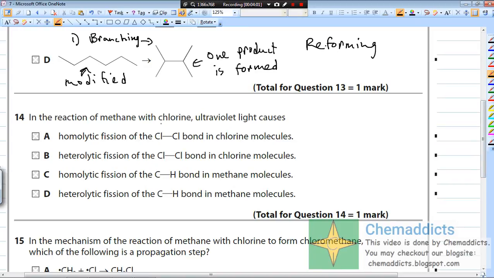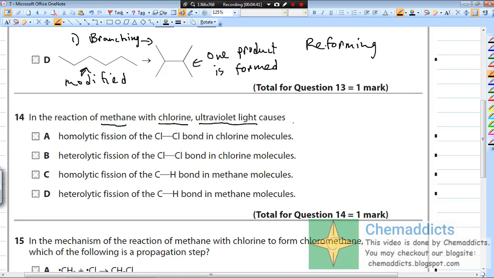In the reaction of methane with chlorine, ultraviolet light causes... So here methane reacts with chlorine under ultraviolet radiation. They have asked which should occur here. Is it homolytic fission of the chlorine-chlorine bond in chlorine molecules, heterolytic fission of the chlorine-chlorine bond in chlorine molecules, homolytic fission of the carbon-hydrogen bond in methane molecules, or heterolytic fission of the carbon-hydrogen bond in methane molecules?